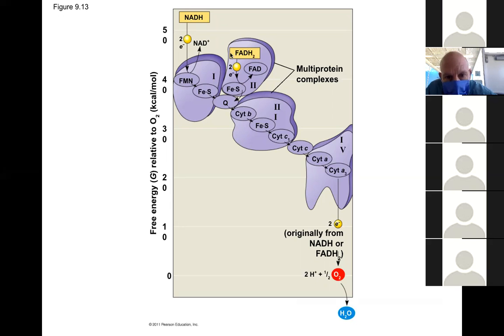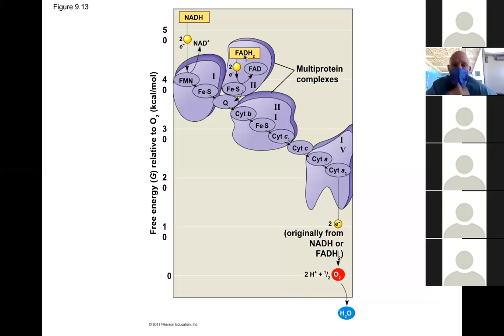FADH2 enters the system much lower on the staircase, if you will. And so it only falls a few intermediates instead of all these intermediates. The fact of the matter is, you can make up to 3 ATPs with 1 NADH. Its weaker cousin, FADH2, only about 2, because it falls fewer steps.